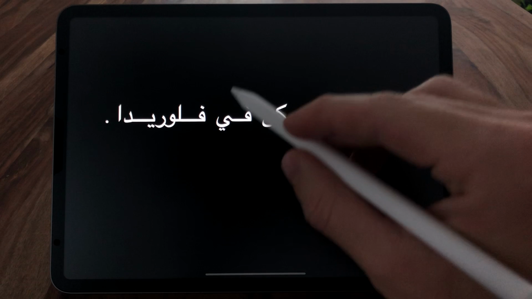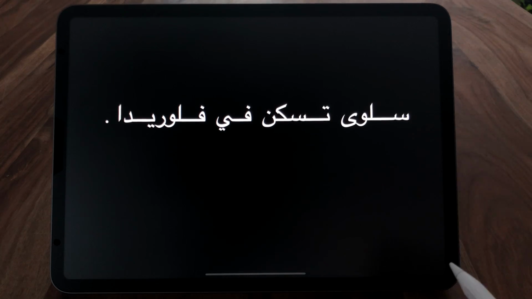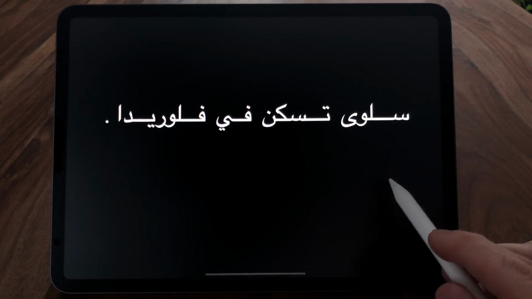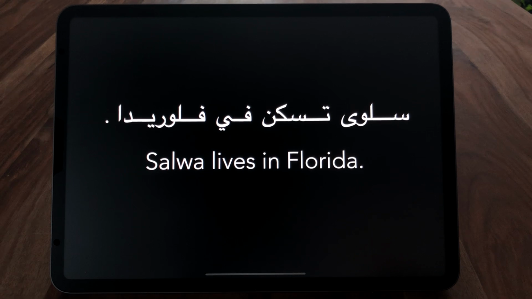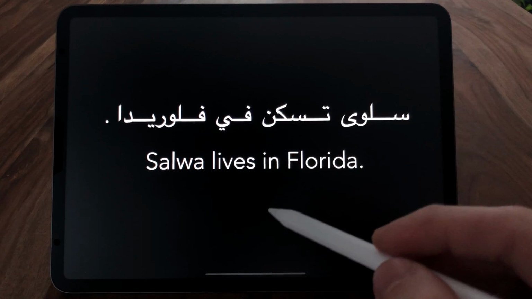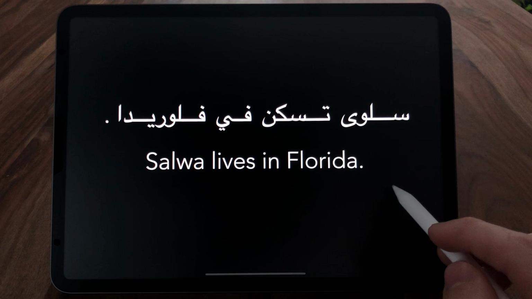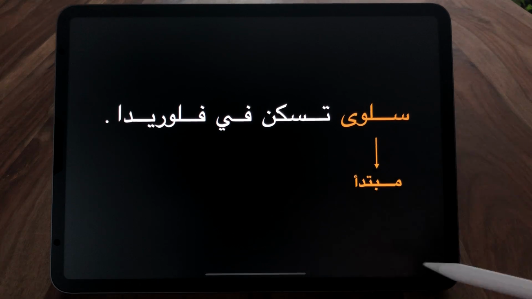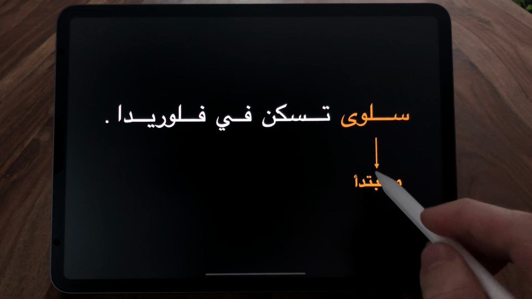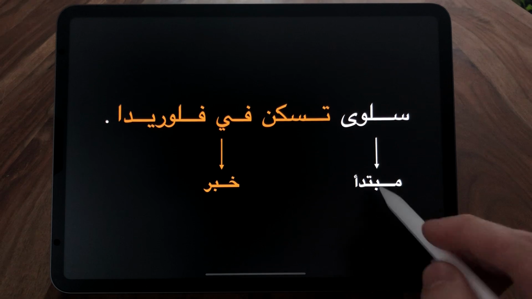Salwa taskun fi Florida. How would you translate this into English? Salwa lives in Florida. Since this sentence is about Salwa, it makes sense that Salwa is the subject or the mubtada, and everything else is the khabar. Taskun fi Florida.